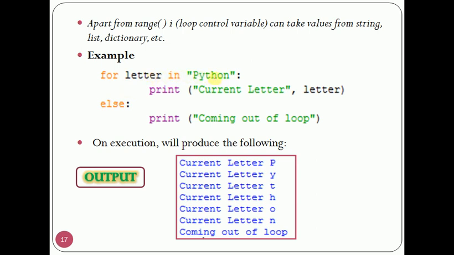For letter in 'Python', this is a string. Then print current letter, so you are printing letter by letter. So this is the sequence here. Each time it will take P, then Y, T, H, O, N. All are displayed and the sequence comes to an end. At that time, it will execute the else part. So else will be executed if all the elements of the sequence are completed. In this output, you can see a 'coming out of loop' message also displayed.